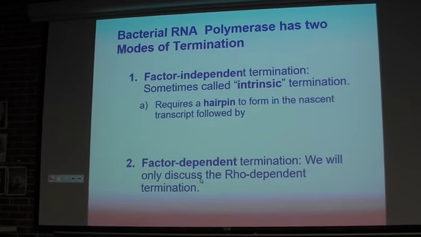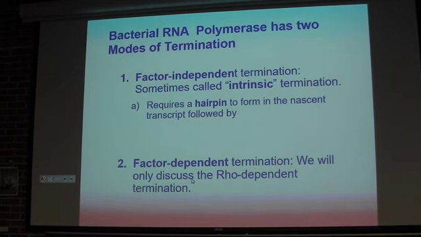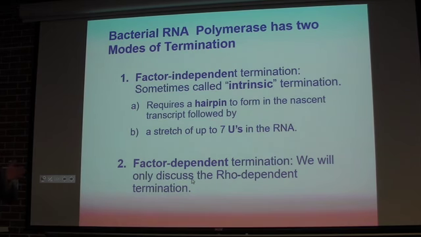We'll talk about the factor independent or intrinsic termination first. It requires a hairpin in the RNA, and there's a stretch of U's in the RNA. And what codes for U on the template strand? Since U is like T, A's have to be on the DNA template strand. That's a favorite question I ask.